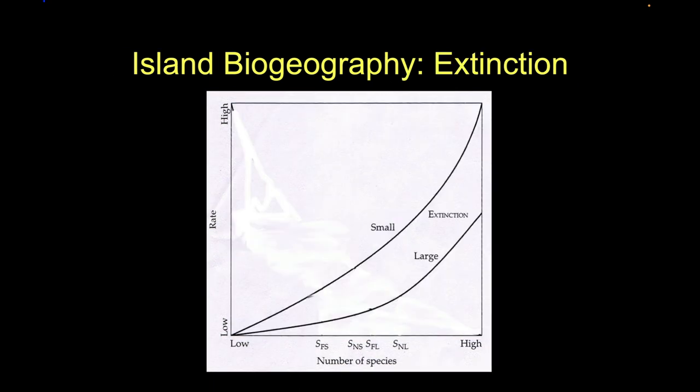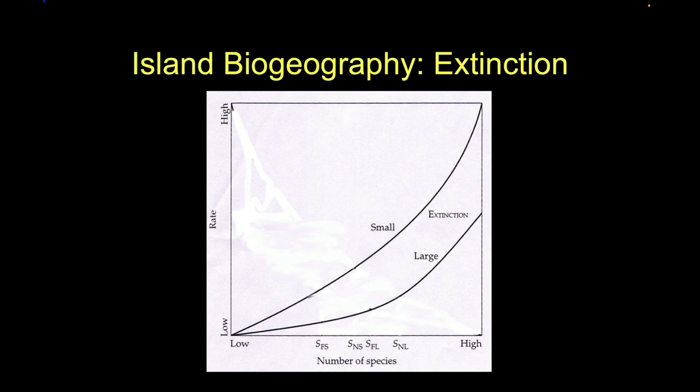Now let's look at the other half of this, which is the things disappearing from my island. Again, this is number of species on the bottom, and this is rate on the y-axis, again going from low to high.